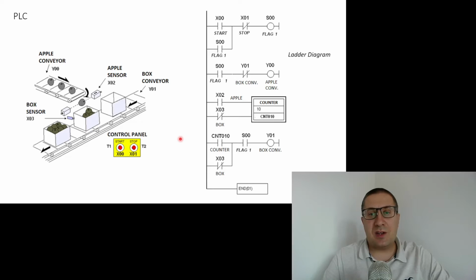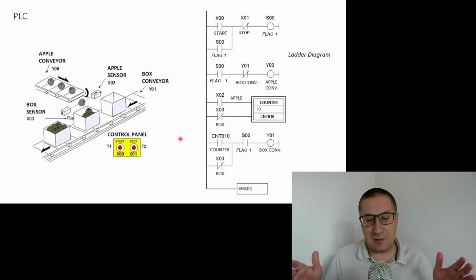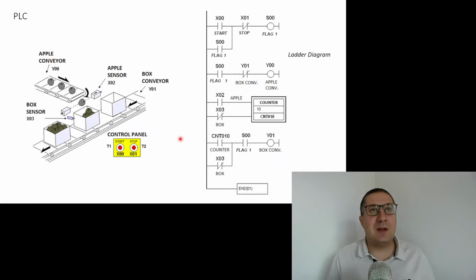PLC controllers are rather dedicated for smaller plants, for factories where we have mostly discrete production. In places like the automotive industry, you will usually find PLC controllers. Or in case of continuous processes, it's rather dedicated for smaller processes, like, for example, I don't know, heat substations in buildings.